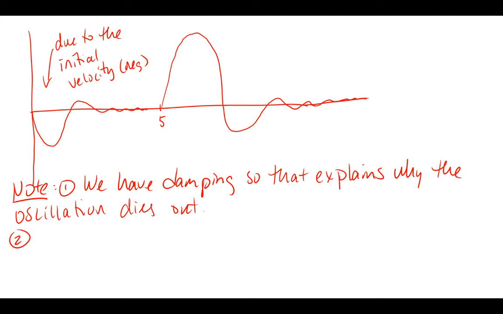All right, so this first portion, I really should have done this in different colors. I'll draw a little line there. So this first portion is all due to the initial velocity, but then this entire second portion, this is all due to the positive impulse at time 5.